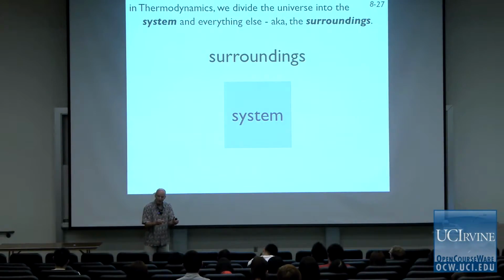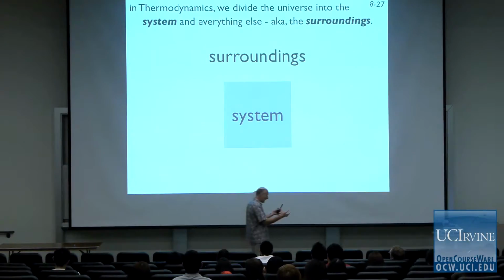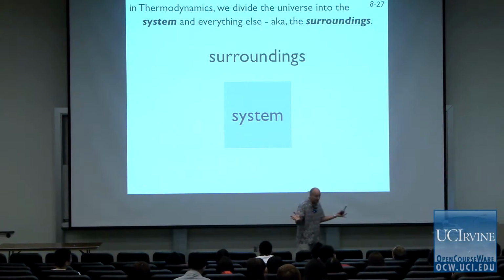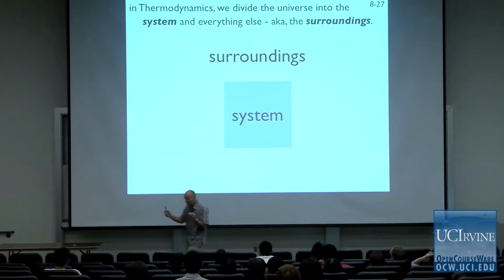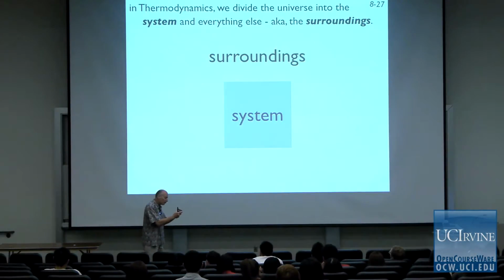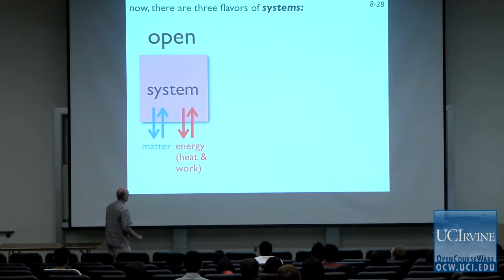It could be a microscope slide. It could be a beaker. It could be something else, right? A cell. Okay? And there's everything else around this system, right, which we're going to call the surroundings. So to make the theory simpler, we take the thing that we care about, we call it the system, and everything else is the surroundings. Okay? Now, there are three flavors of systems.